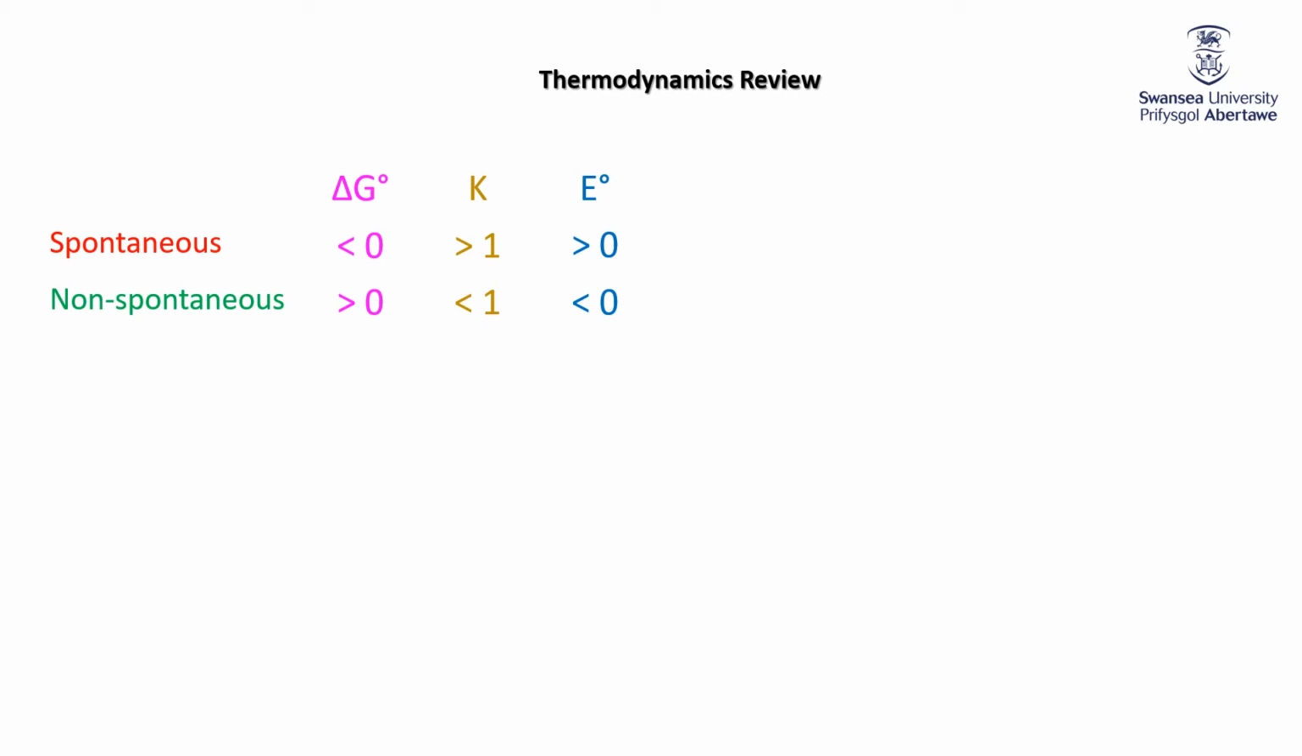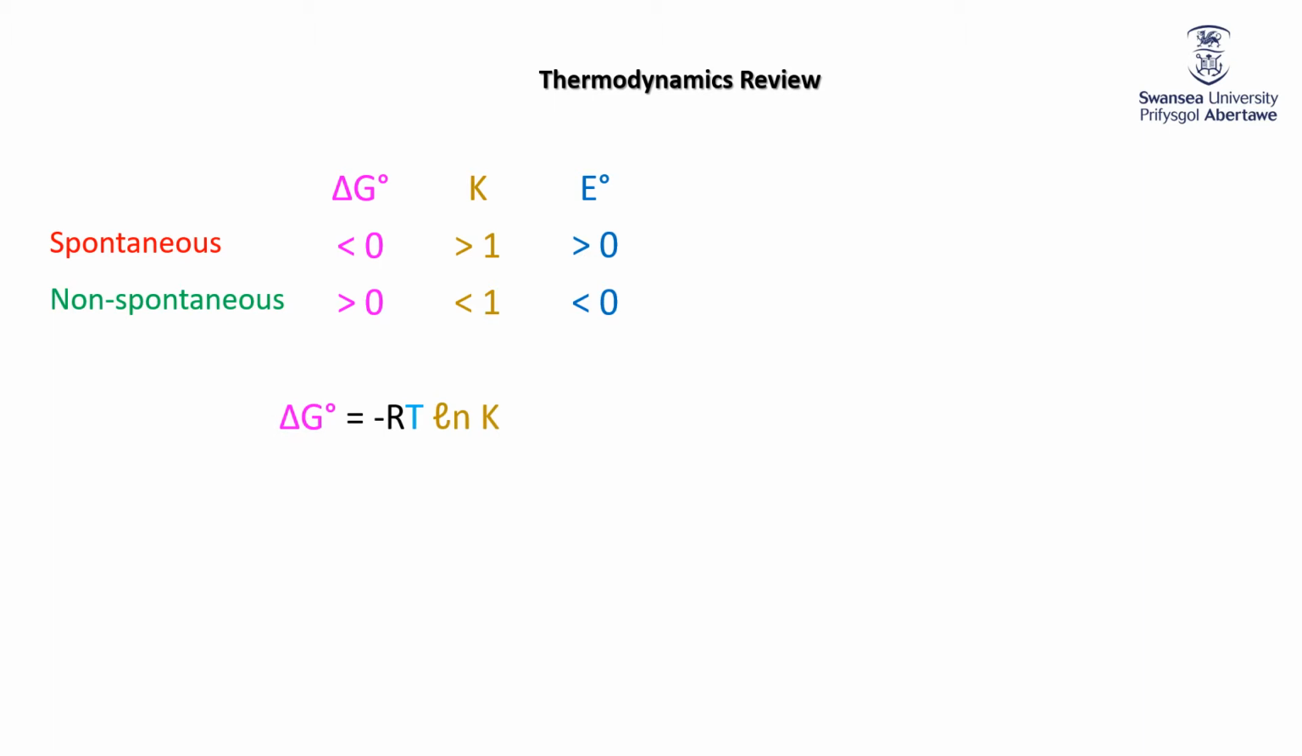You also, at A-level, talked about E0, right? So this is the EMF for an electrochemical reaction, for a redox reaction. And should this be greater than 0, then it's spontaneous, less than 0, non-spontaneous. Okay, so this is actually stuff from A-level.